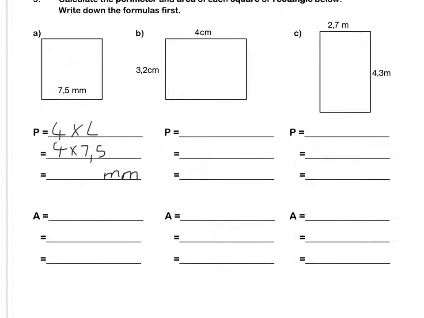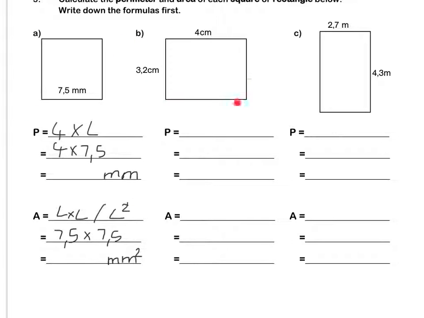For the area of a square, the formula is length times length, or length squared. So you're going to work out 7,5 times 7,5. Once you have your answer, make sure that your units are millimeters squared. Press pause to complete question A.